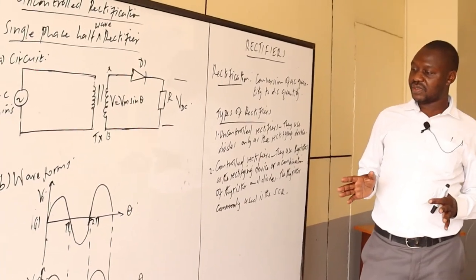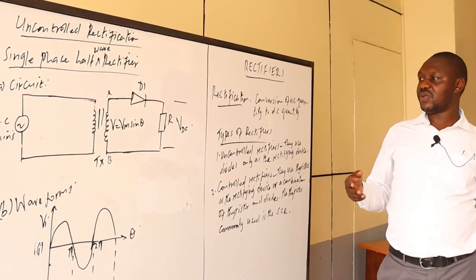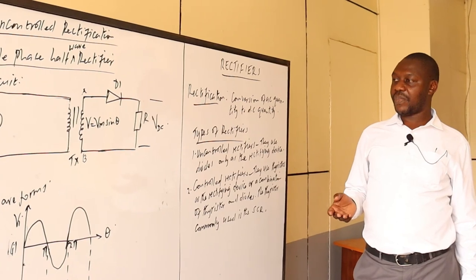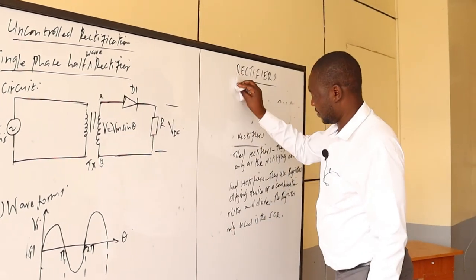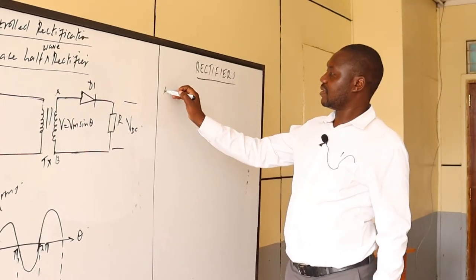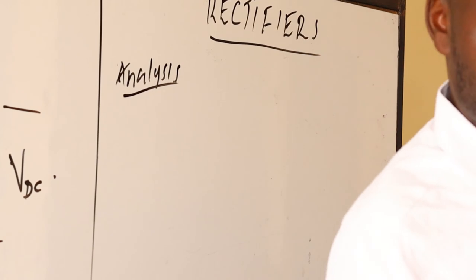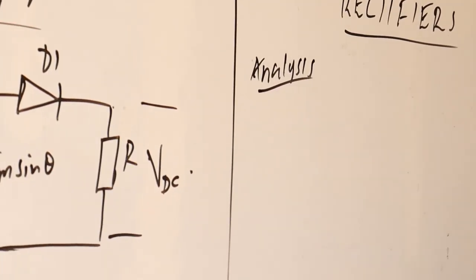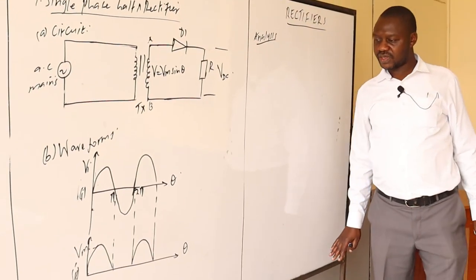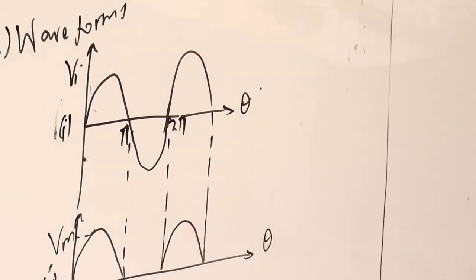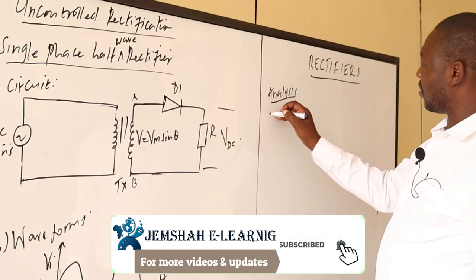So from there, now we want to carry out the analysis. We see the expressions for the DC output voltage, DC current, and also the root mean square values, as well as what we call performance parameters of the rectifier. So under analysis, we shall start by getting the mean voltage. Why do we talk of the mean voltage? That is the DC voltage here. Because our output is not a pure DC. It contains some AC ripples. So we normally get the average. So we can talk of the DC or the mean value.